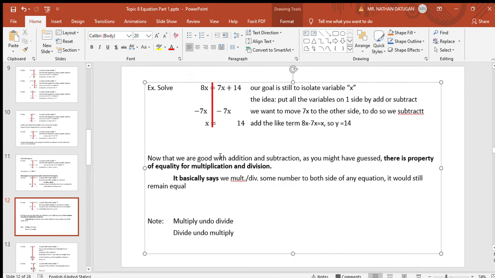Now that we're done with addition and subtraction, let's try the property of equality for multiplication. It's basically the same thing as with addition and subtraction. If you divide or multiply on one side of the equation, you have to do the same thing to the other side of the equation. Again, note that multiplication undoes division and division undoes multiplication.